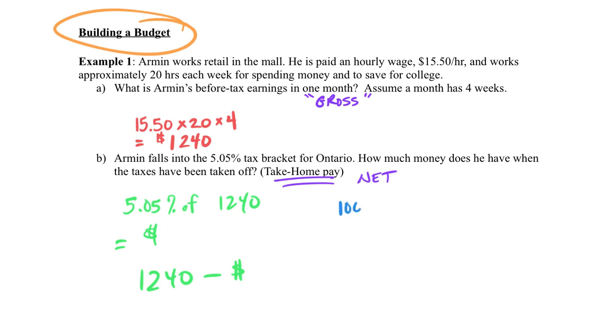Well, if 5.05% is coming off, then if I take that 5.05 off of my 100%, I know that his net pay is 94.95% of his gross. And so what I'm going to calculate then is 95.